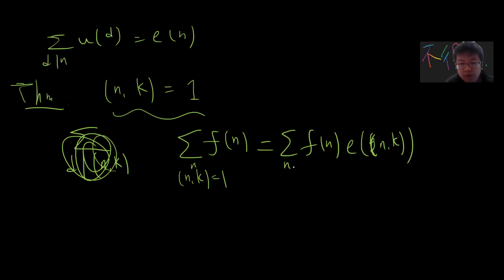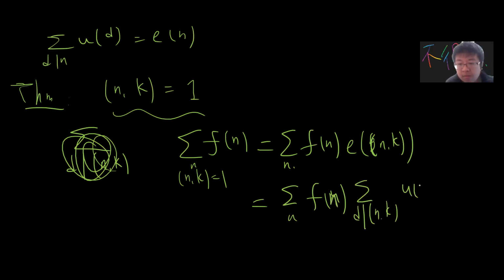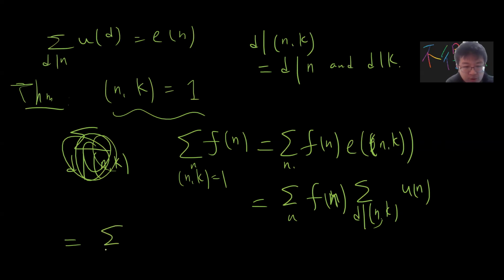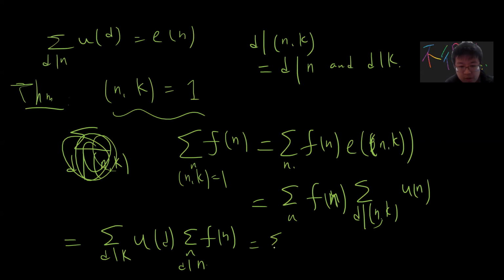This is trivial, because if gcd of n and k is 1, you get 1. And this can be written using Mobius, so this is the trick you can do. And d belongs to the gcd of n and k, so d is a factor of n and a factor of k. So this equation can be written as a summation over d dividing k of mu of d times the sum over n with d dividing n of f of n, which is the summation over d dividing k of mu of d times the summation over m of f of dm. So we just change the order of summation.